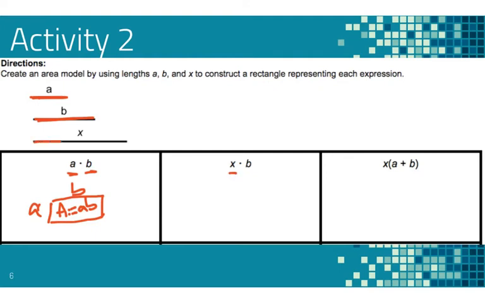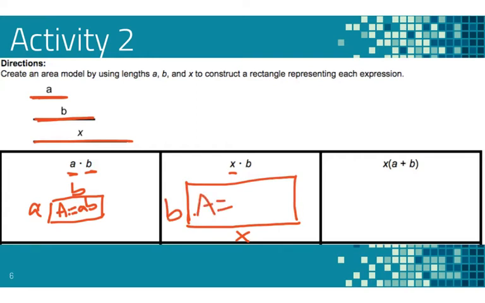All right. Now over here I have X. X is actually the longest side. So X is a super long side. B is a pretty long side also. So this is going to be a bigger rectangle than my first example. So I'm labeling the longer side X, the shorter side B, and my area would be BX.